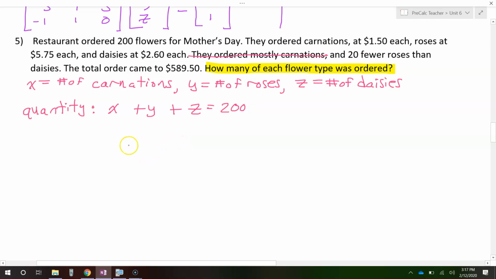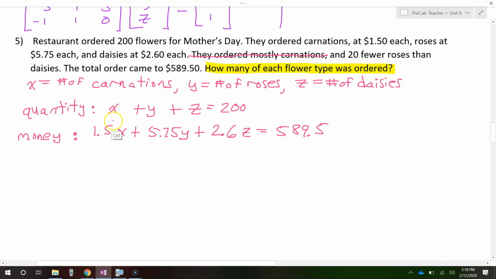All right? What other type of equation am I going to have? Money, all right? They give me money per each type. So we're going to have a money equation. All right? What is the money equation going to be? 1.50x plus $5.75y plus 2.60z equals $589.50. Awesome. So this will be the money.